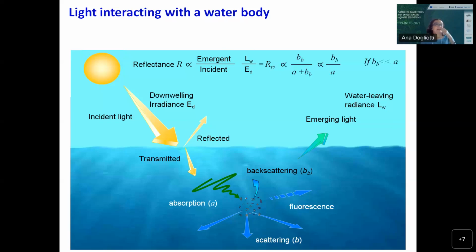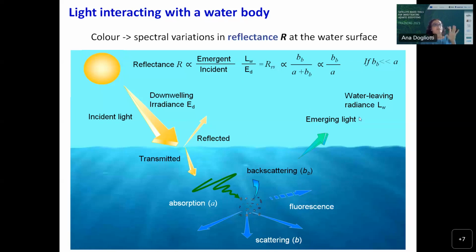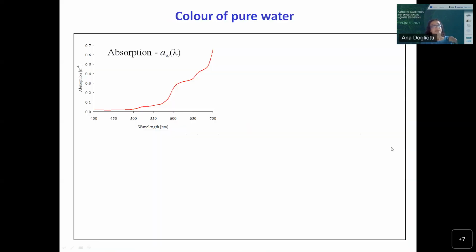And this can be, as I mentioned here, related to the total backscattering and total absorption that would happen in the water. So basically, as I mentioned before, the color actually is the spectral variation of the reflectance at the water surface.